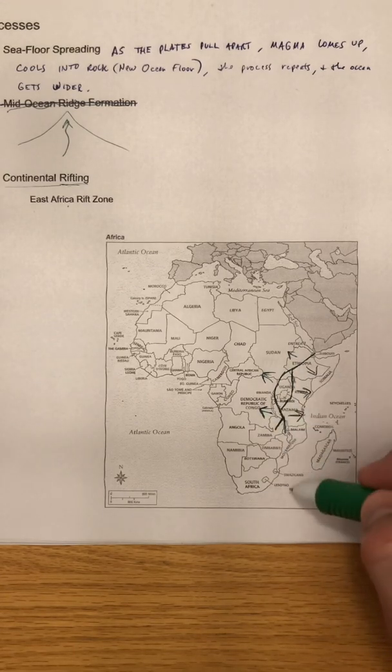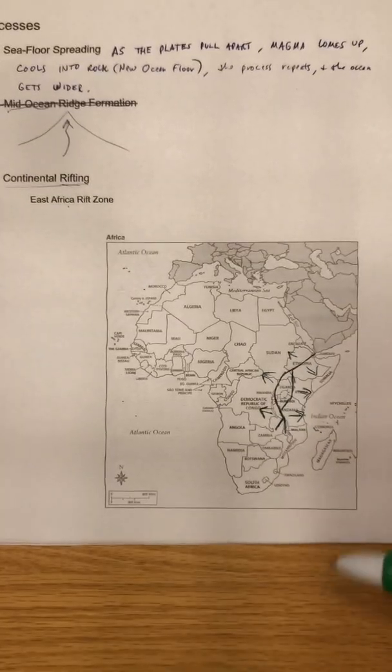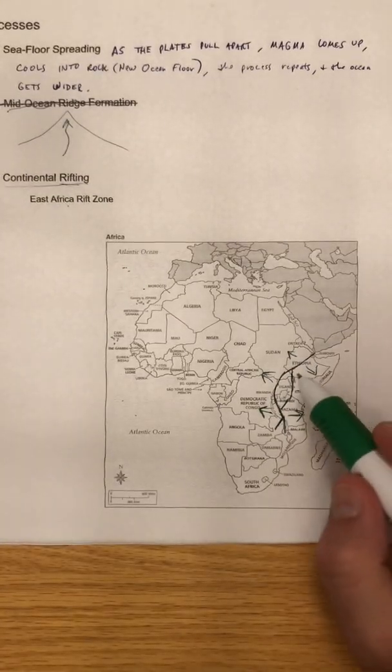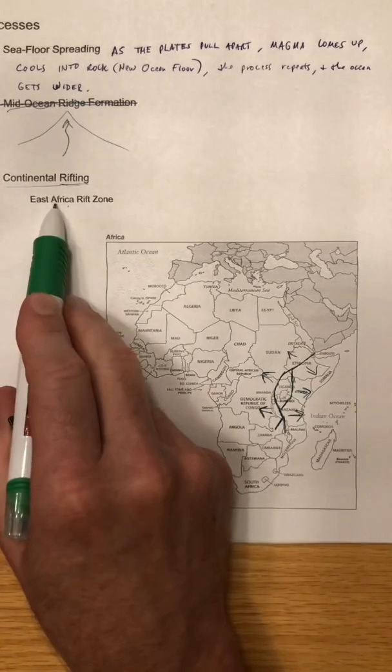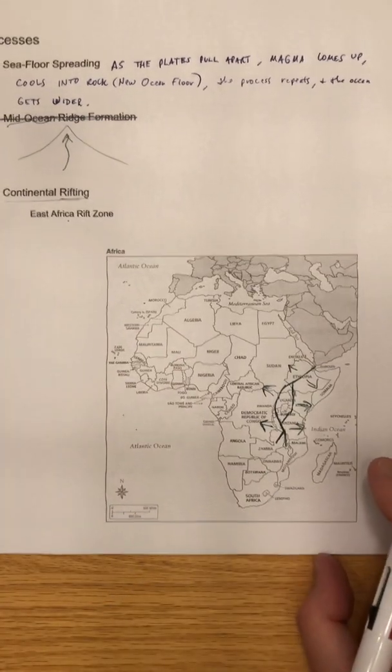There are volcanoes there. There's lots of magma coming up from the mantle in this area. And it's the only place on land we know of where it's happening right now. And it's called the East African Rift Zone. And that is all I've got for divergent boundaries.